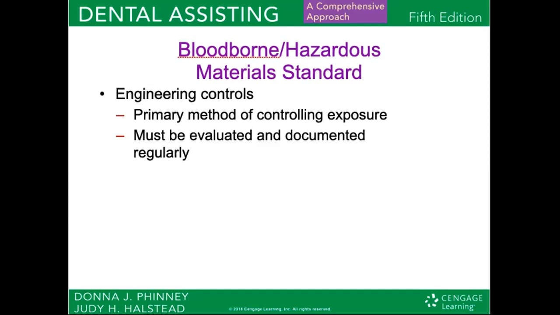Engineering controls should be the primary method of controlling exposure. These must be evaluated and documented regularly. So engineering controls consist of the use of needleless IVs, self-sheathing needles, sharps disposal containers, covered centrifuge buckets, aerosol-free tubes, and leak-proof containers. This is the first line of defense against exposure. Continued evaluation of these controls must be done to ensure they are working to prevent exposures, and if not, they should be revised and adjusted to ensure the safety of the workers.